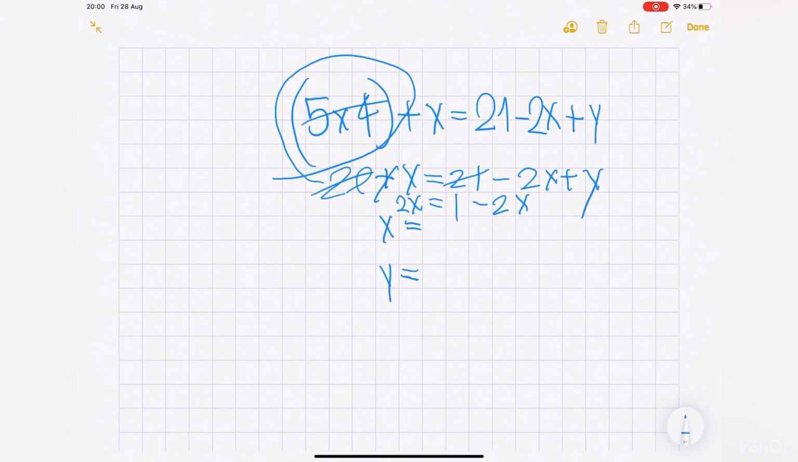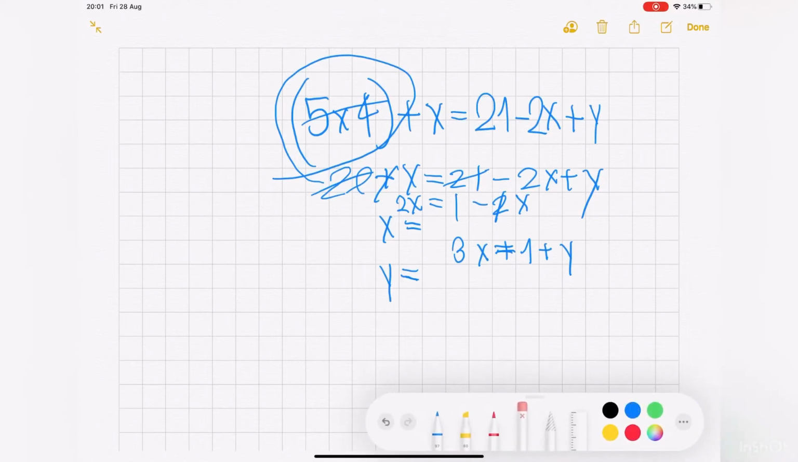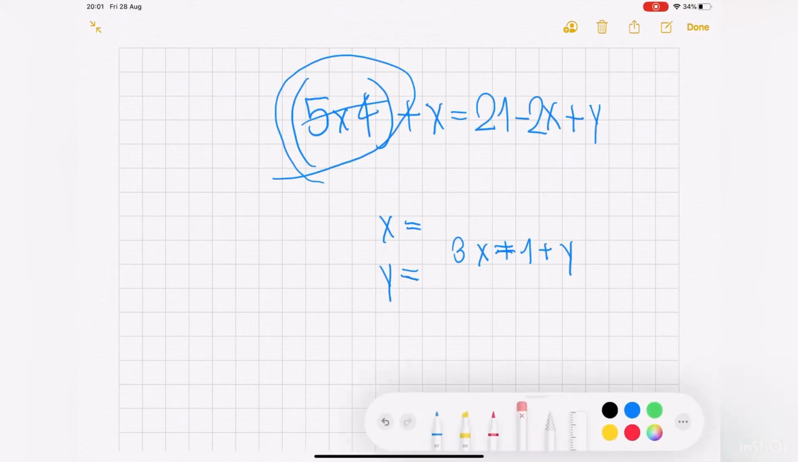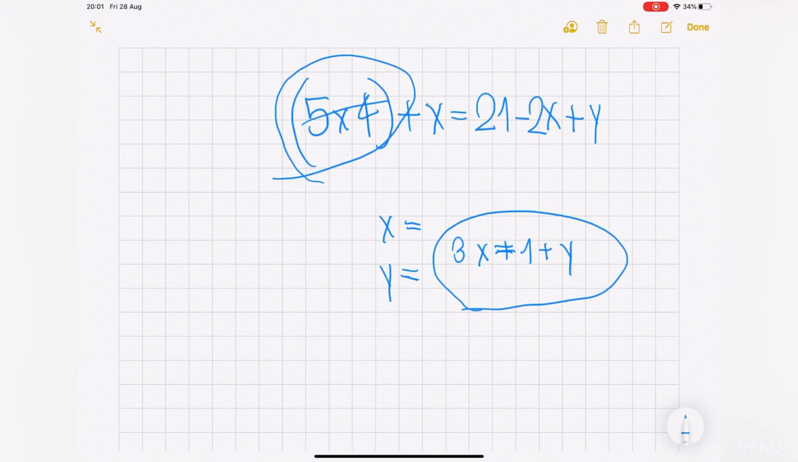Now 2x, this is going to delete an x. And 3x, and if we make it 3x equal, not plus, y. So in this algebra, this one isn't solved too.